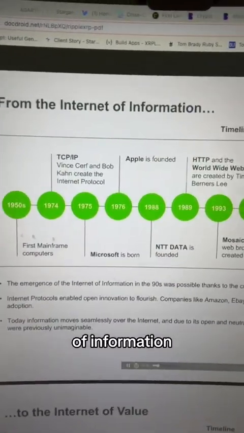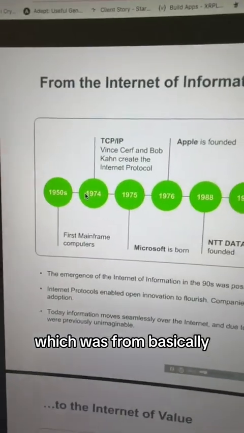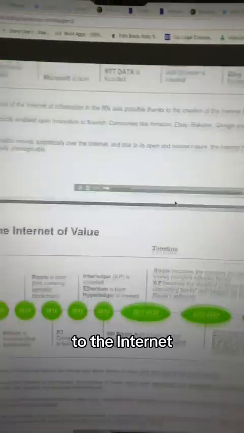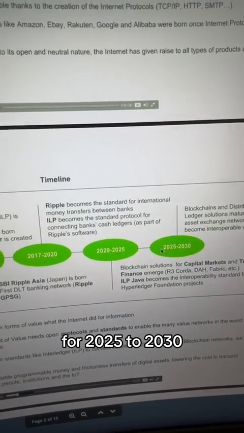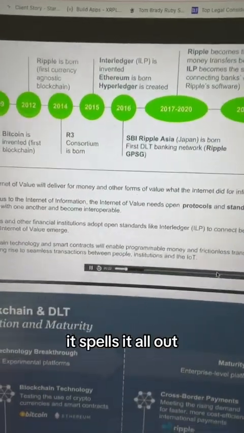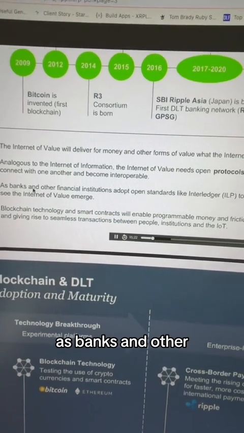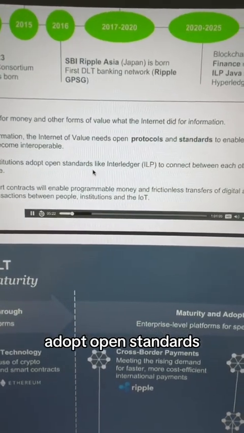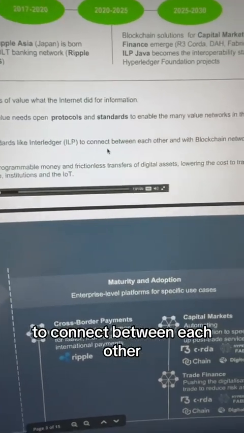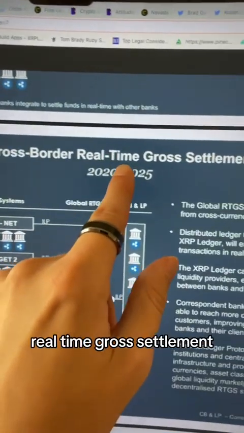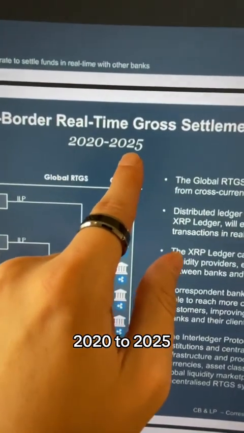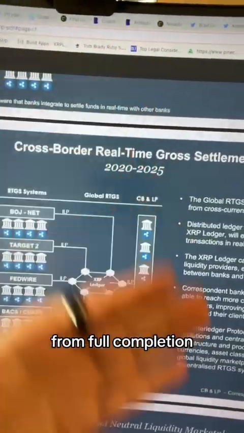From the Internet of Information, which was from basically 1950s to 2004, to the Internet of Value from 2009 all the way till 2025, and then it maps it out for 2025 to 2030. But as I roll down here, it spells it all out. As banks and other financial institutions adopt open standards like Interledger Protocol to connect between each other and with blockchain networks, we'll see the Internet of Value emerge. Cross-border real-time gross settlement, 2020 to 2025. We're about a year and a half away from full completion.